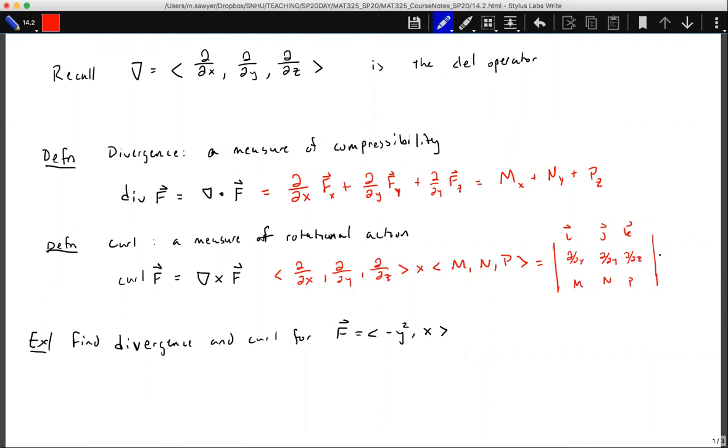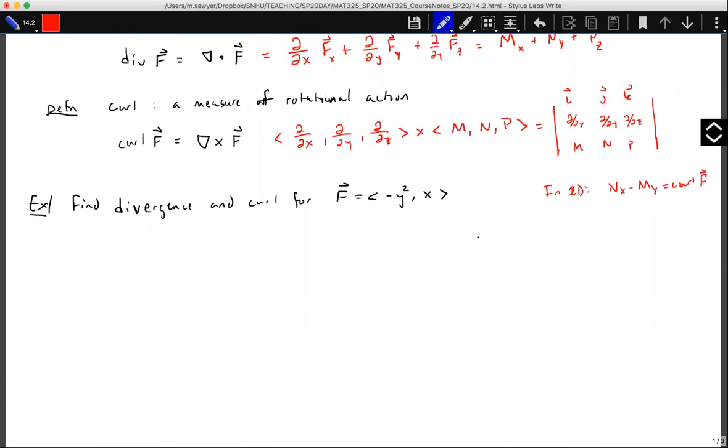Your textbook does give some shorthand notations for this. In particular, if we have a vector field in two dimensions, we have nx minus my as our curl of F. So that's a quick shorthand notation.